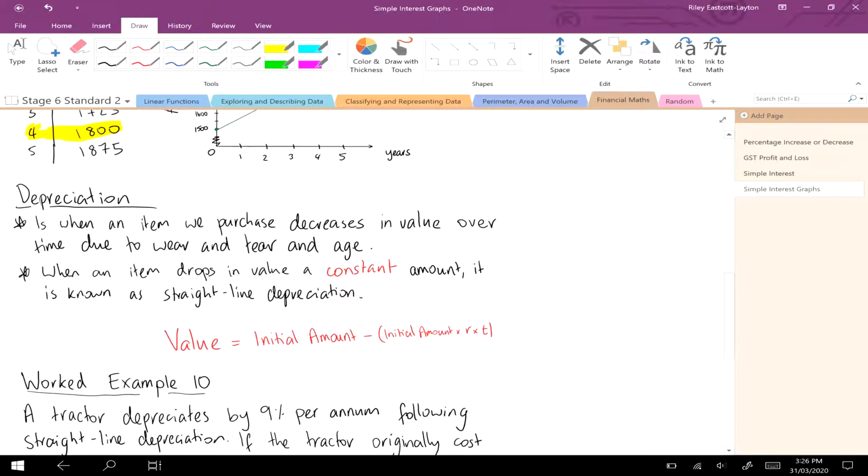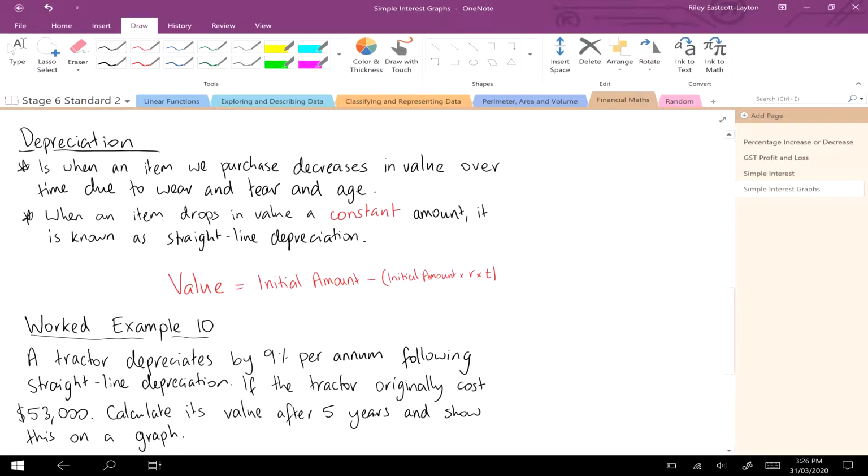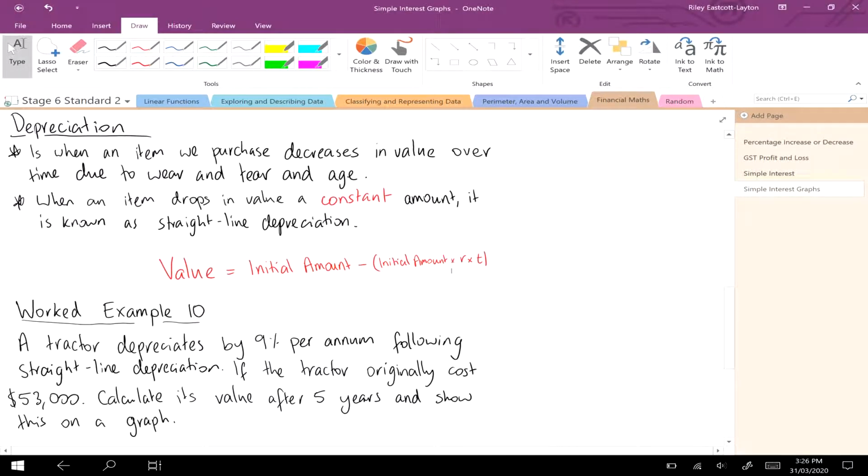And last thing we're going to do for today is, we've got this worked example. So we've got a tractor and it depreciates by 9% per annum following straight line depreciation. As I said earlier, it's important to identify that it depreciates following straight line depreciation, because there's all different types of depreciation. And the question says, if the tractor originally cost $53,000, calculate its value after 5 years and show it on a graph.